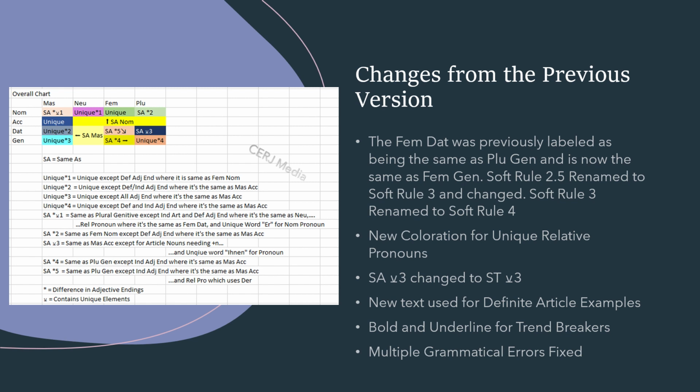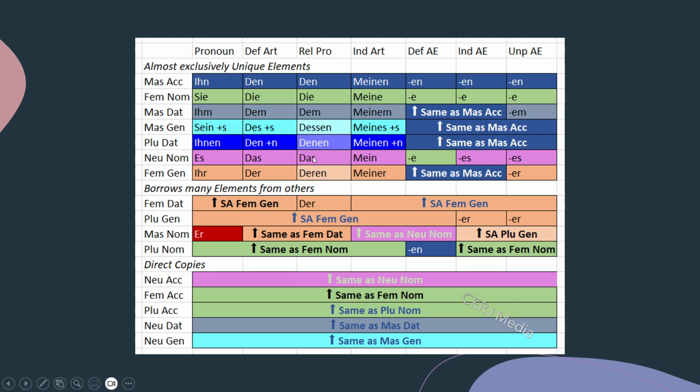Also, we have new coloration for unique relative pronouns. So again, in the previous video, the relative pronouns were basically the same color as you would expect. So right here, this deren was the same color as the der. This denen was the same color as this den plus n. This dessen was the same color as this des plus s. I slightly increased the brightness of the colors, because I want to signify that they are not the same as the definite article. In most instances they are the same, but for those three specific instances I have the slight discoloration because I want to clarify that these are not the same.